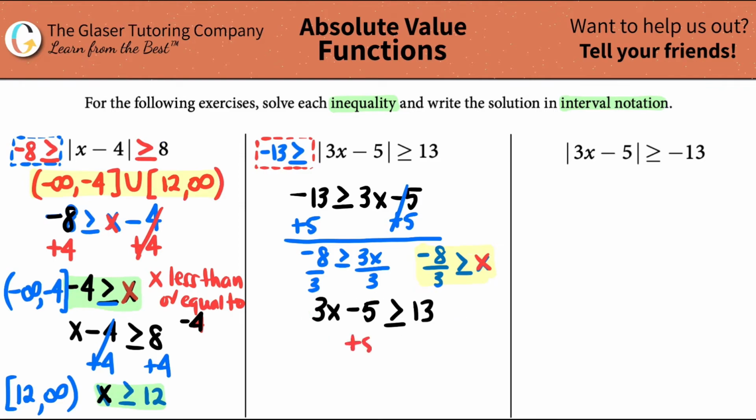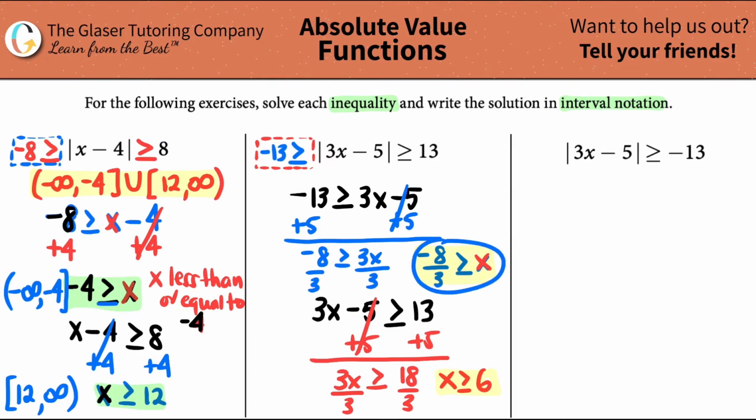Solving for x, I will plus 5 plus 5. 3x is greater than or equal to 13 plus 5, which is 18. 13, 14, 15, 16, 17, 18. Yep. Divide by 3. Divide by 3. X can be any number greater than or equal to 6. Okay, so any x number that is less than this, the -8 over 3, or greater than 6. So let's write out that interval notation.